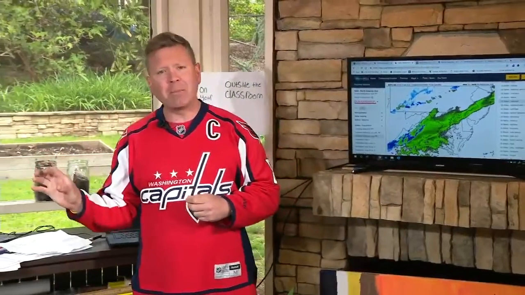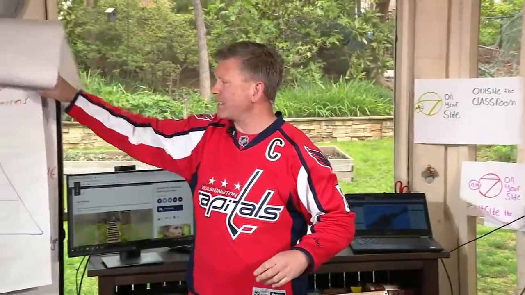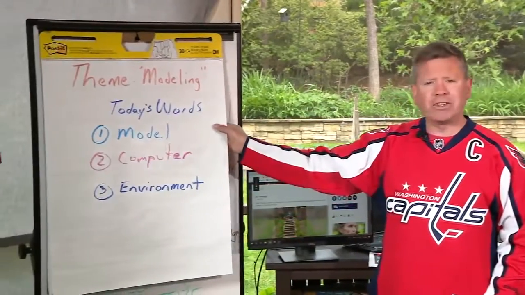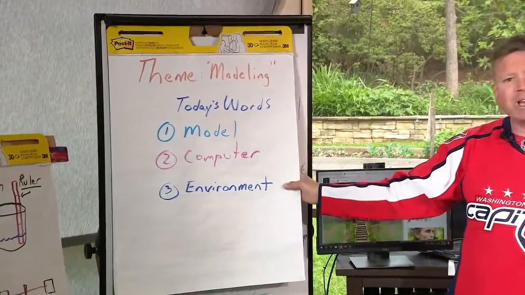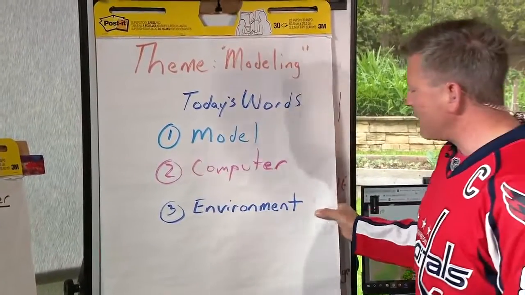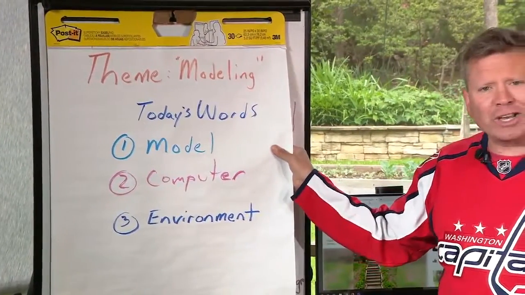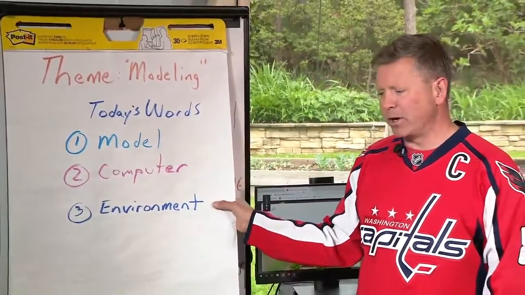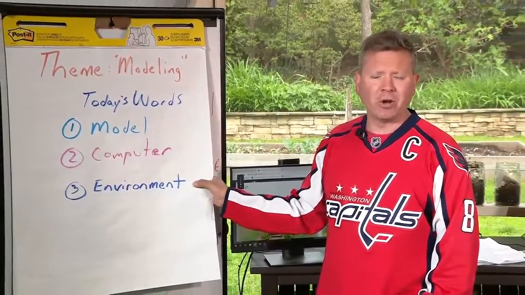So let's go over a couple more things here to make sure we're good to go for today. We've got some words that we're asking you to spell. Those words are model, computer, and environment. Dust off that sidewalk chalk and write them on the sidewalk. Take a picture and show us that you can spell these words. We'd love to show you here on the show doing that.